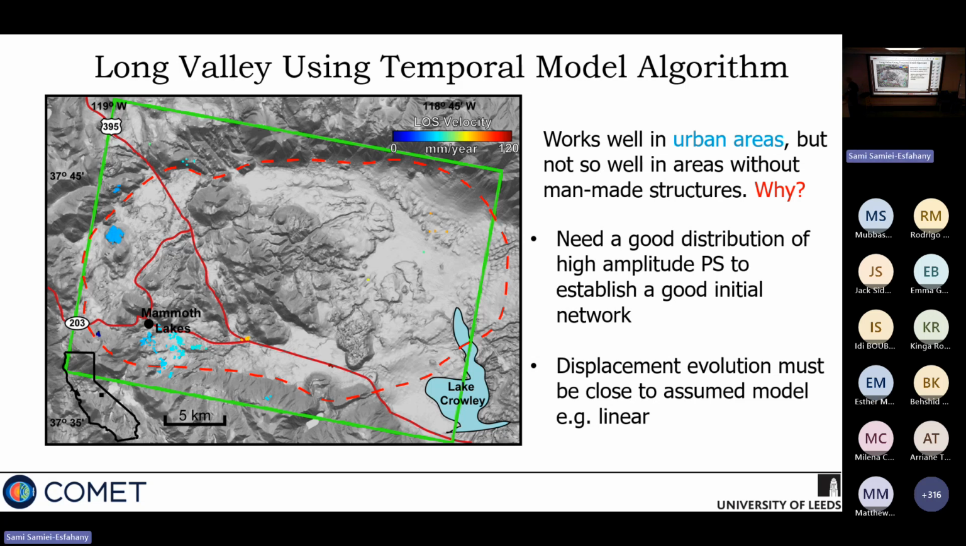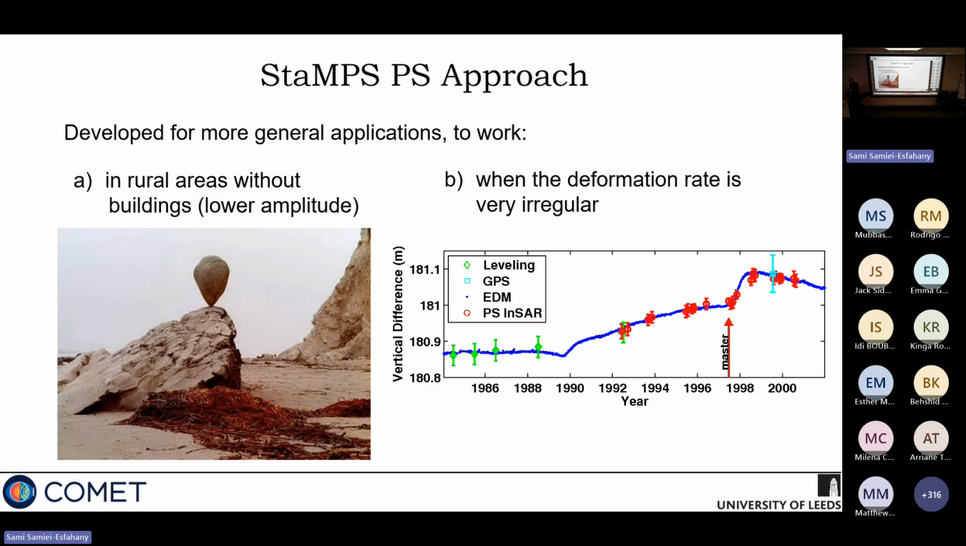And why is that? It comes back to the point that was raised already. You need to have a good distribution of these high amplitude PS, so PS with a low amplitude dispersion, to establish your network in the first place. If they're too far apart, then this assumption that you cancel the atmosphere when you take the difference doesn't work. A point here and a point here, the atmosphere will just be too different, and there'll be a significant phase term left. And there's maybe a more subtle point as well, that you might have very non-linear deformation in time, which might cause it to fail as well.